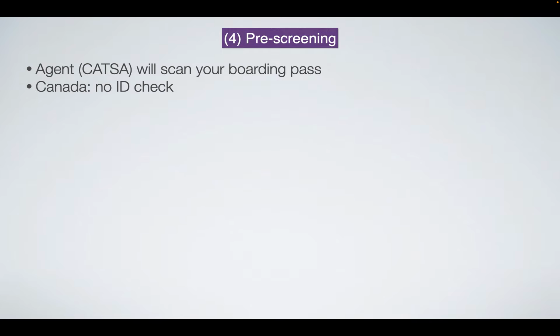Another thing is they only scan your boarding pass. They don't check your identity. I've seen it be different in the United States, where sometimes the person sitting there will do a passport check as well. But in Canada, they just want to see your boarding pass, that's it. They scan it, and then they tell you what line to go into.